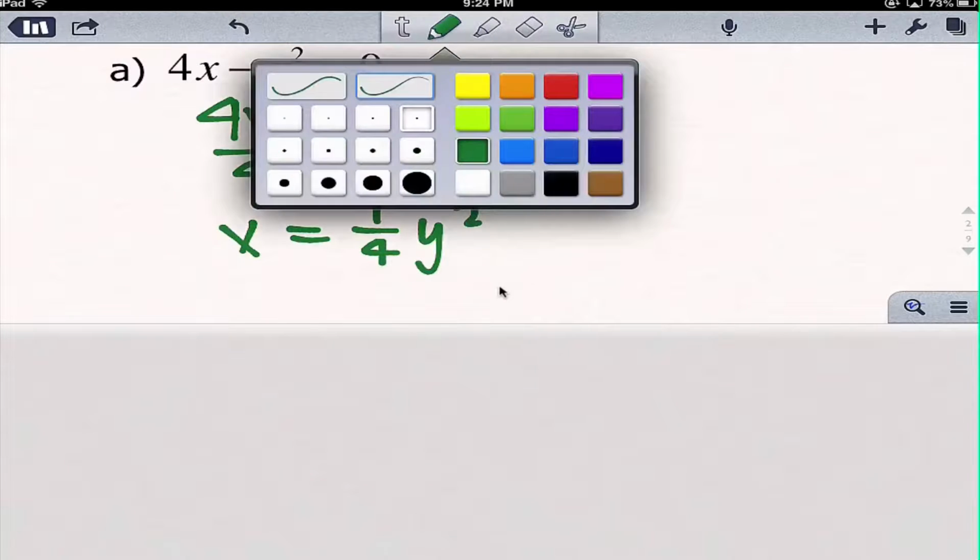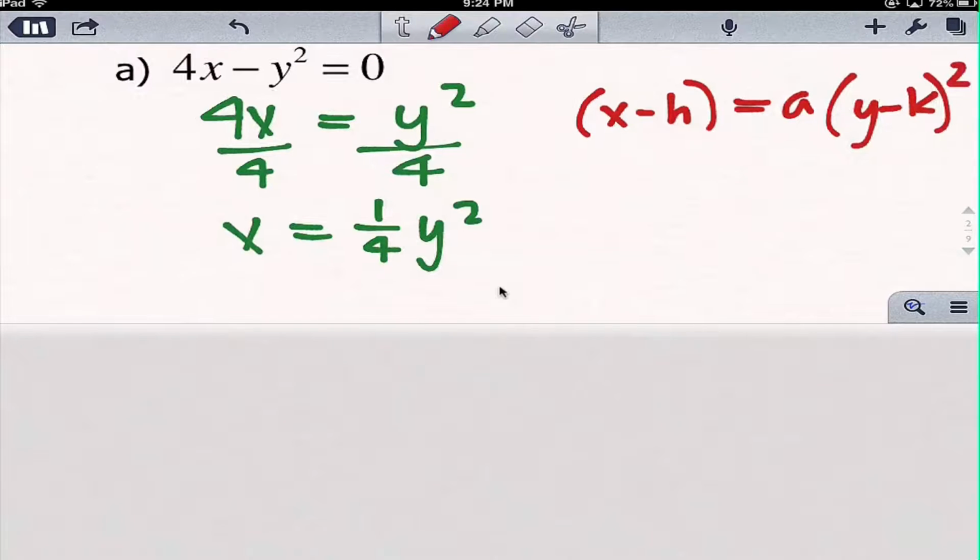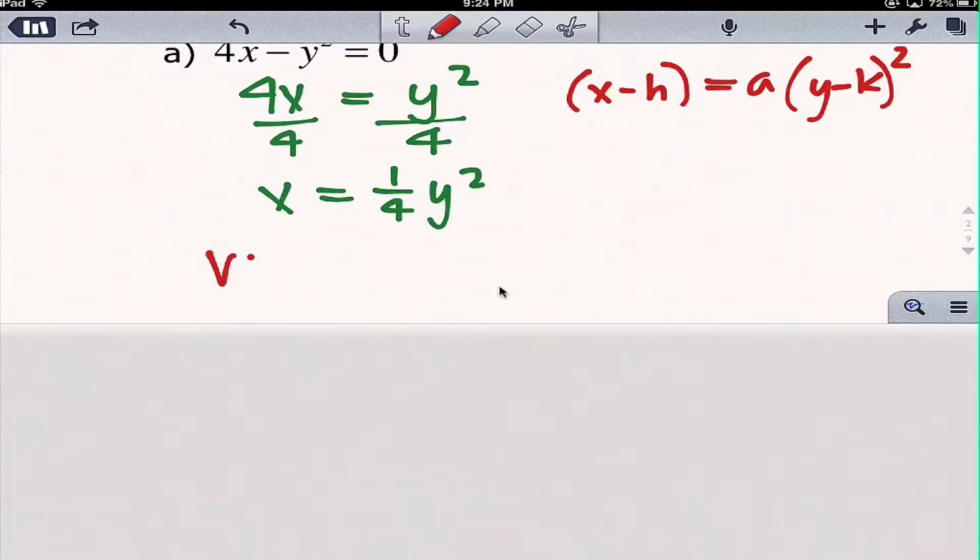We learned that our general formula for a parabola is x minus h equals a times (y minus k) squared. So in this case, our vertex is (0, 0), because I don't have an h value, which is after the x, and I don't have a k value, which is after the y.